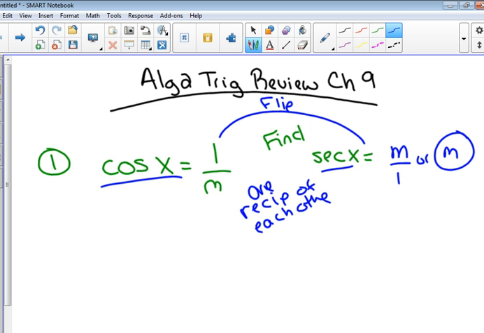Make sure you know which ones go together. So secant and cosine, cosecant and sine, tan and cotangent. Those are really important.